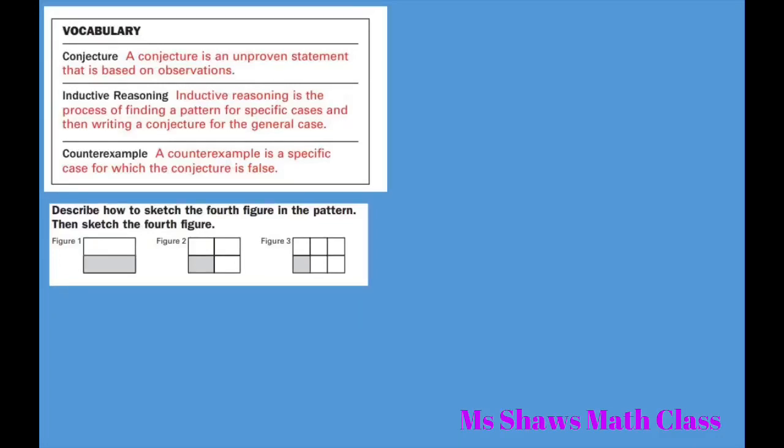Hey everyone, this video is basically about vocabulary and examples of a conjecture, inductive reasoning, and counterexamples because we're going to be starting our geometric reasoning. So a conjecture is an unproven statement that's based on observations. Inductive reasoning is when you look at specific cases like this one here. You have 1, 2, 3 figures, and then you want to write a conjecture for the general case.